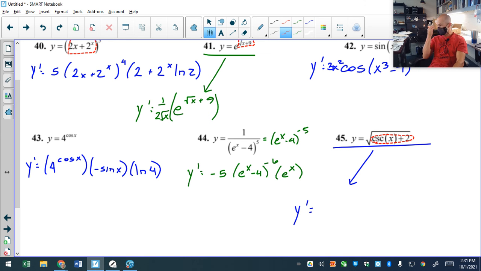Okay, there's where I would start. The inside is that stuff, and the derivative of the square root of stuff is 1 over 2 square root of stuff. And I cut you off as soon as you said that. What was the rest of it? And then what?